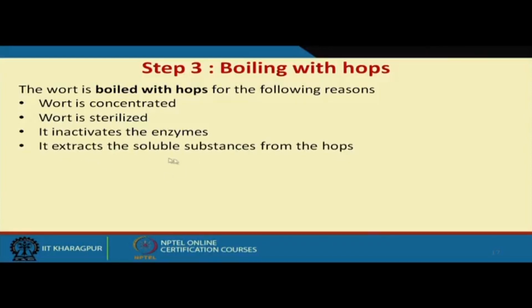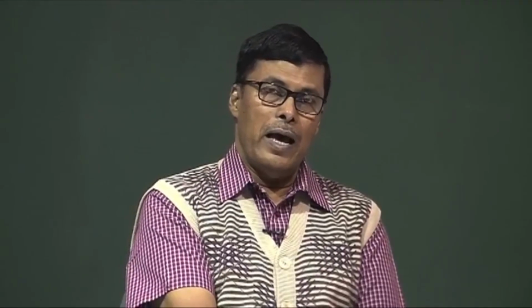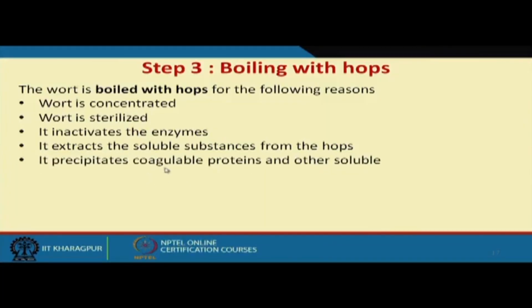Then it extracts the soluble substances from the hops, because I told you hops contain resin, tannin and essential oils that will be solubilized. During this process it also precipitates the coagulable protein, because I told you the tannin and higher protein molecules particularly are precipitated out, and the other solubles slightly caramelize the sugar.